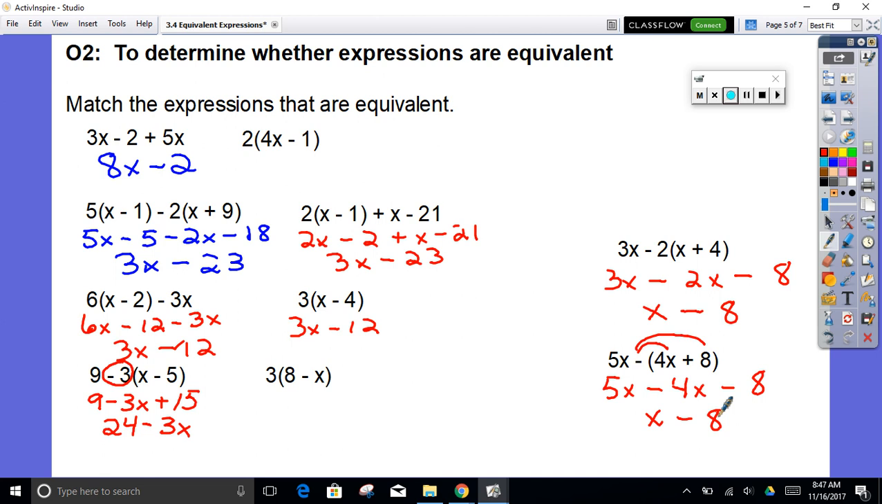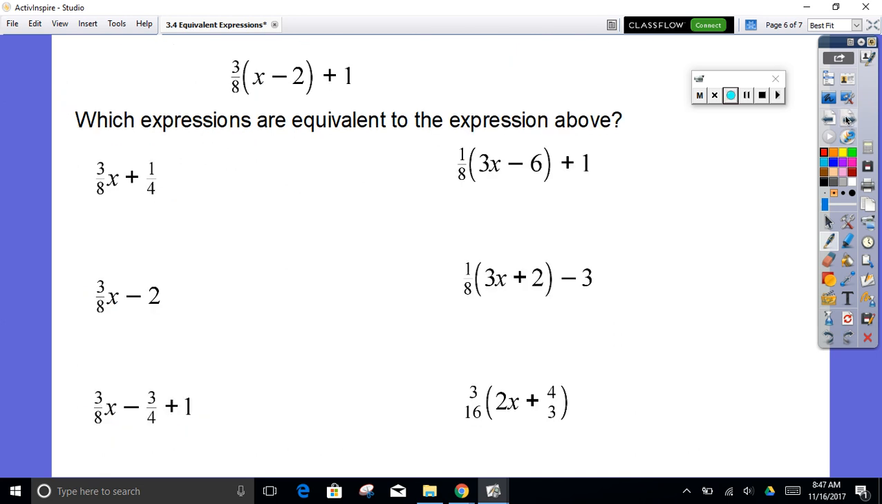Okay, good. Now, how many of you actually succeeded in doing the fraction one? Okay, a few. Ailey, what did you get when you reduced it down to its simplest form? The top one. I got 3/8x plus 1/4. Good, that is correct. So if you did that one, 3/8 x plus 1/4 is correct. Let's do it together and see how that works.